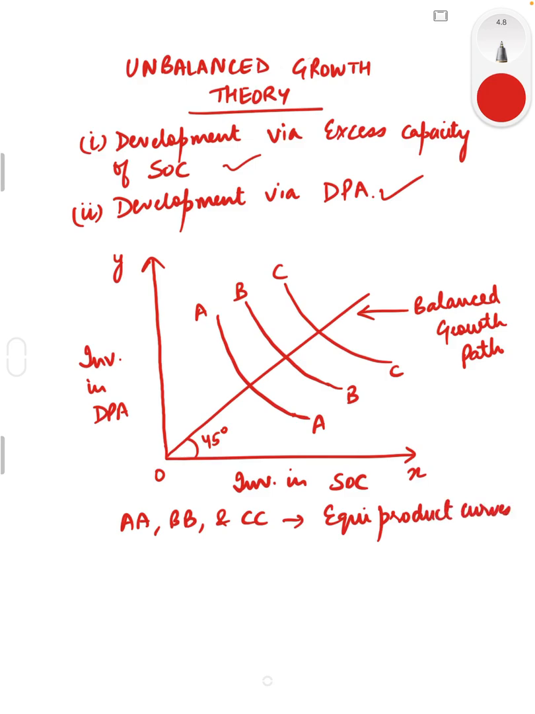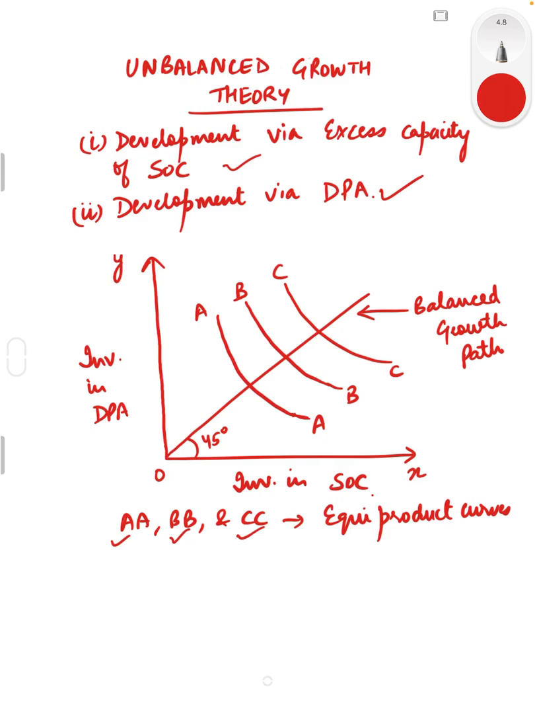So equiproduct curves or isoproduct curves indicate various combinations of SOC and DPA corresponding to a given level of output, right? So I'll repeat, an isoproduct curve, or equiproduct curve, represents different combinations of SOC and DPA corresponding to a given level of output. So AA will represent one level of output, BB, since it's a higher isoproduct curve, will represent a higher level of output, and CC represents a still higher level of output in the economy. So the higher the isoproduct curve, the higher the level of output or national income.